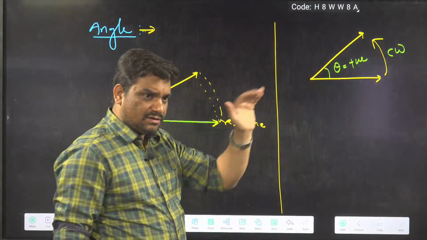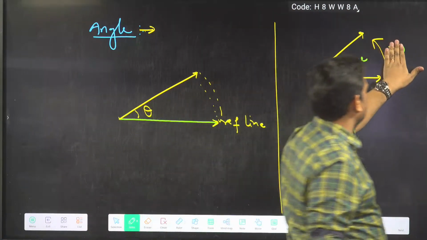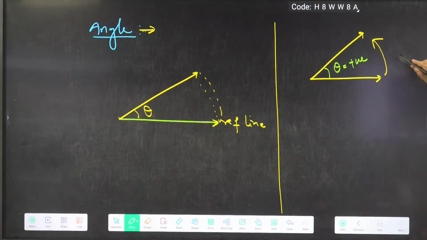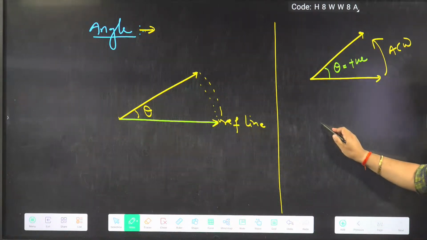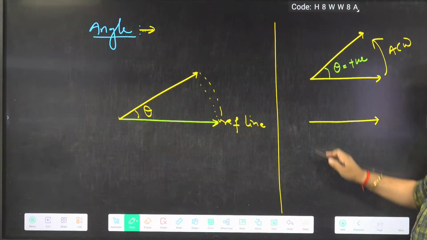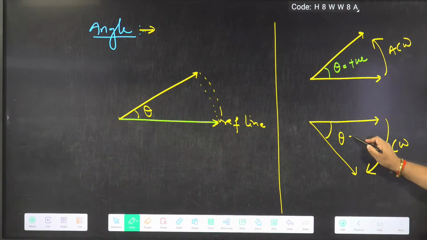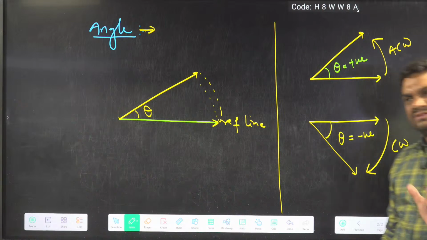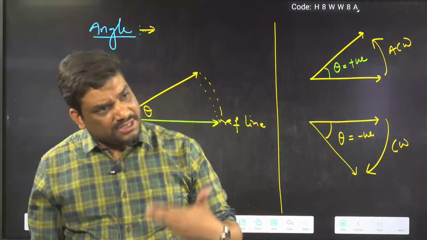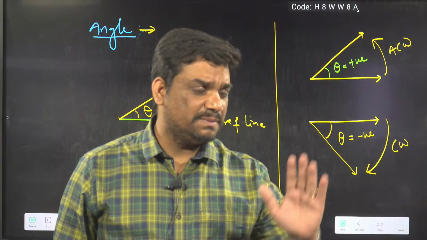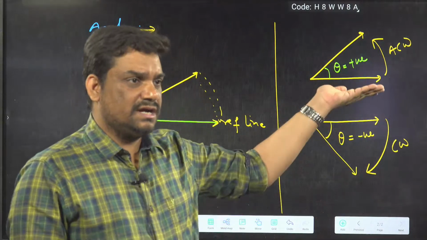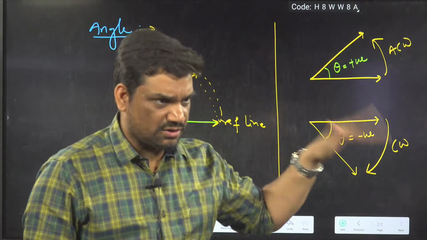If you are going anti-clockwise, I can write ACW here, we take this one as positive. And if this is the reference line and I'm coming down like this, this is clockwise, and for this we take the angle as negative. This is just one convention. Later on, depending on your choice, you can change it if you want, but as of now we take anti-clockwise as positive and clockwise as negative.